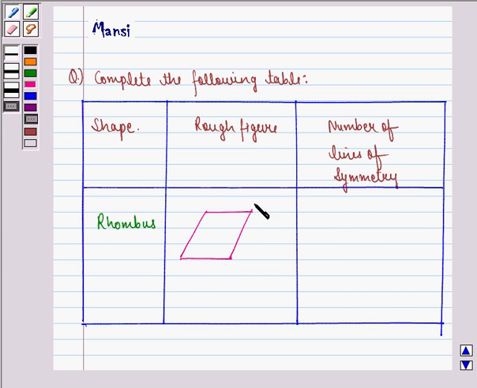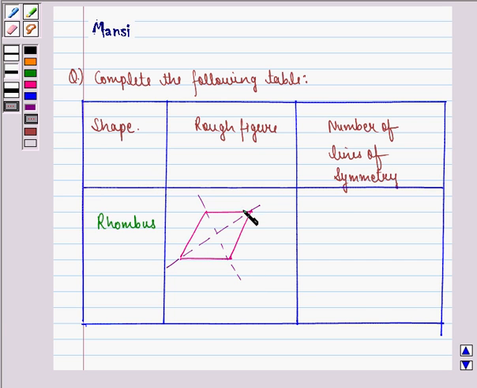Next is a rhombus. This is a rough figure for a rhombus. Now let us find out the number of lines of symmetry for a rhombus. Now in a rhombus we have 2 lines of symmetry, that is along the 2 diagonals. One is this and one is this.